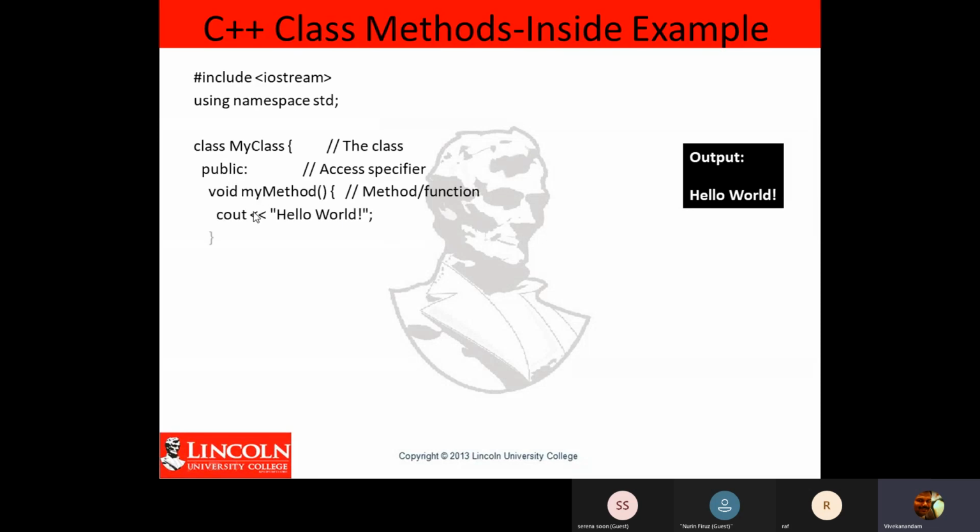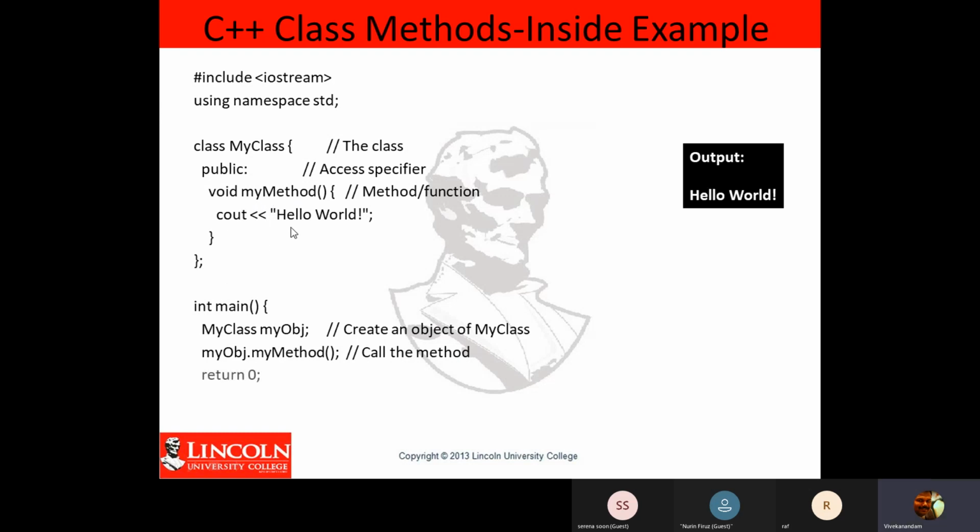So same name, my class, using public. Then void my method. Here I am using the method. Void my method cout. This is what we call inside the example. Inside the class we are using the method. Then we can call the method through my class object, and automatically it can print.